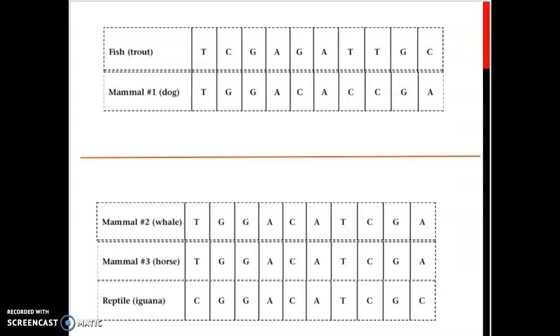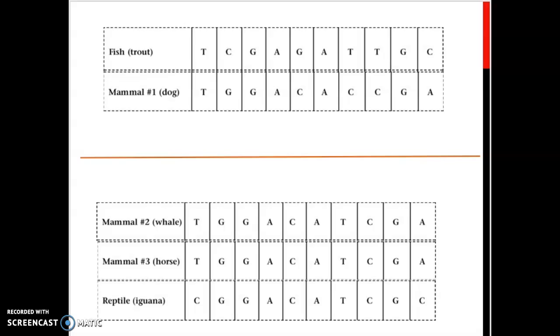Okay, so here are the 5 strips that we would have used. The trout, the dog, the whale, the horse, and the iguana. And those are the same animals that you have on your chart. Now in class, I would have had you cut those into 5 separate strips, and we would have compared them.